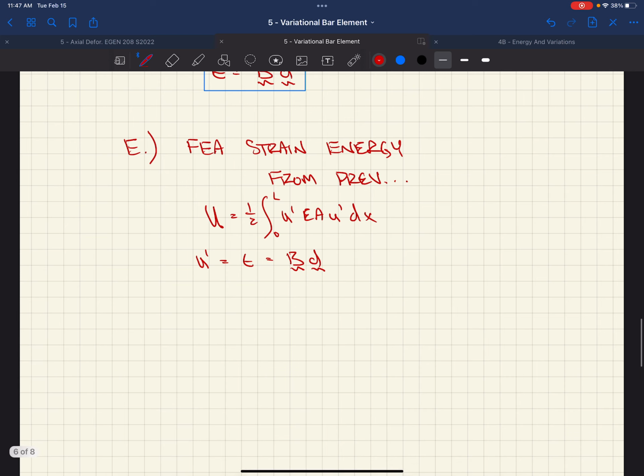This is when we use some matrix principles to say that, as we simplify this, we're going to say D transpose times B transpose, which is essentially B times D, just in a different form, times EA times B times D dx.